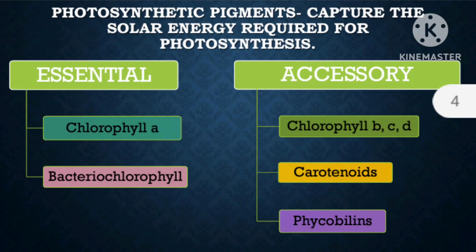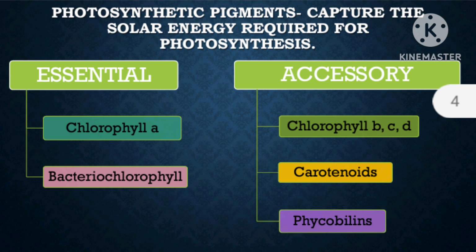Hello everyone. So in continuation with the previous lecture on photosynthesis, today we will be talking about the photosynthetic pigments. Photosynthesis will not be possible in plants without the pigments that can actually absorb the different wavelengths of light and then convert them or use them in the production of chemical forms of energy. So these pigments will capture the solar energy which is required for photosynthesis.